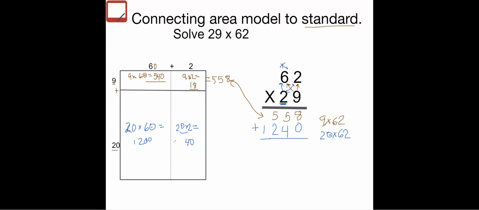So now we add these together and we have 1,240. And we add, and we can see that these came out to be the same also. And we add them together, they will come out to be the exact same number, and it matches.